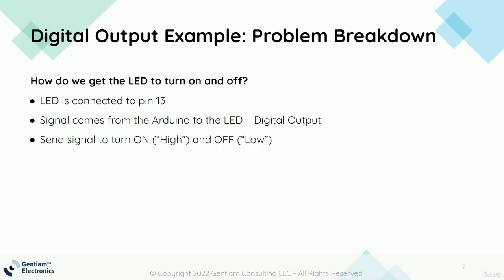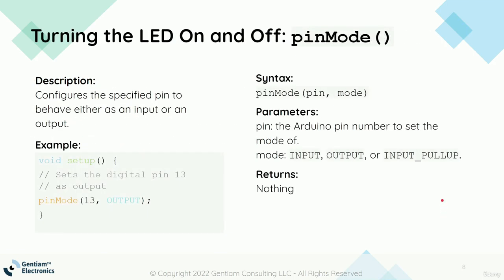Let's start by focusing on the first 2 points in our problem breakdown. So we need to figure out how to tell the Arduino that we want pin 13 to be a digital output. We can do this by using the function pinMode. Let's go through the documentation for pinMode to learn how to use it.